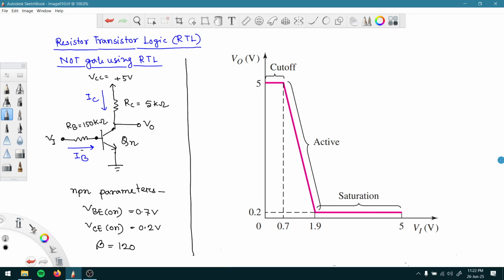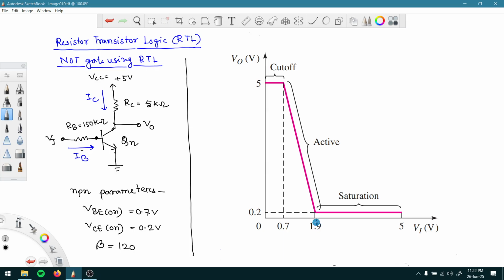Now how will this work as a NOT gate? To understand that, just understand the fact that whenever we provide a voltage from 0 up to 0.7 volt, a very low voltage closer to 0 volt, so logic 0, what are we getting? We are getting a fixed output of 5 volt, which is logic high. So it is inverting the input.